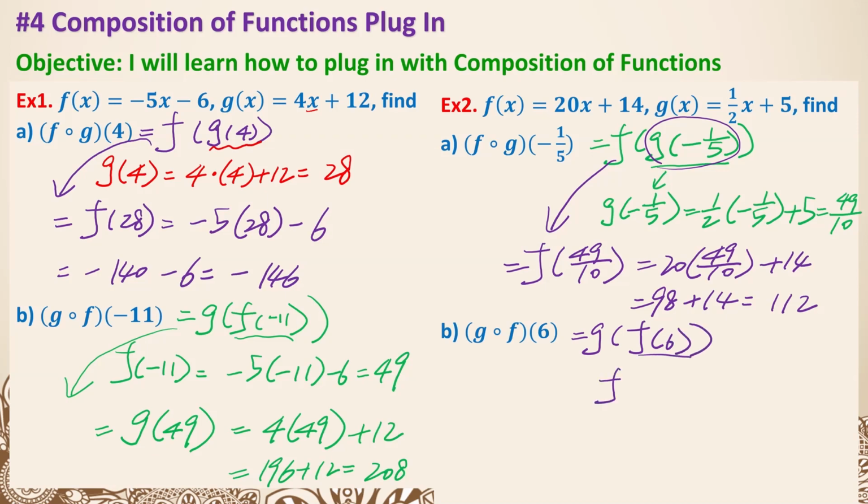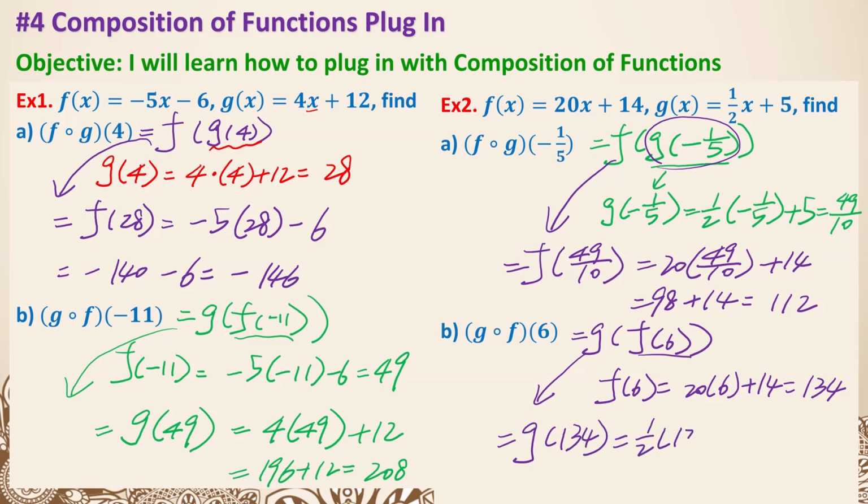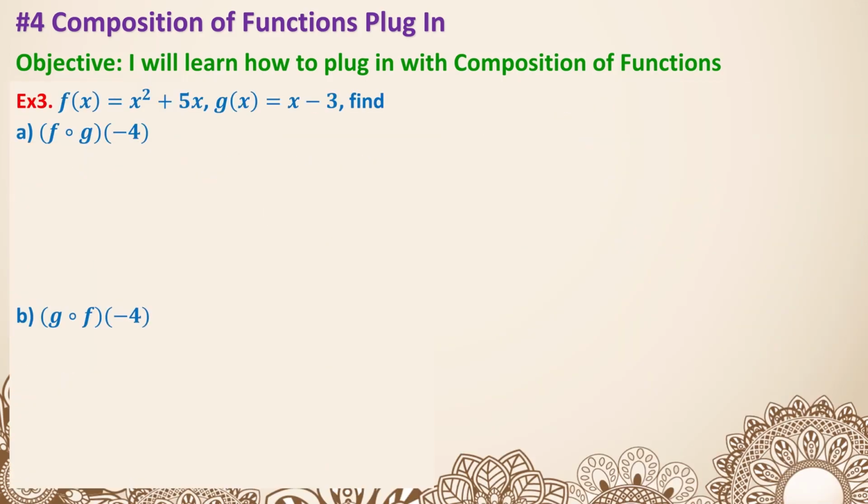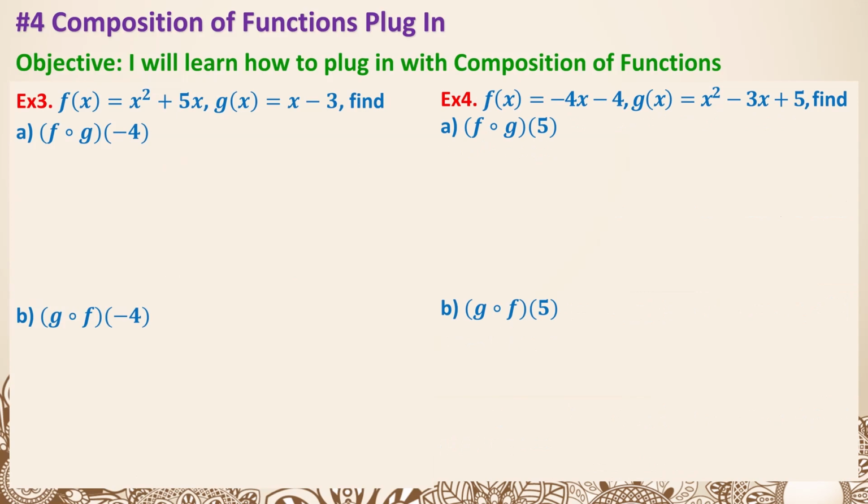So we're going to find f of 6 first. That is 20 times 6 plus 14, 120 plus 14, 134. And then now we can put it back in, we're actually looking for g of 134. It's going to be 1/2 times 134 plus 5, which is 67 plus 5, which is 72. That's example 2. Keep going. You can actually pause here and try example 3 and example 4.